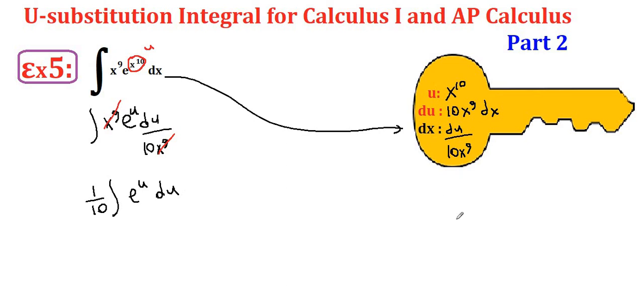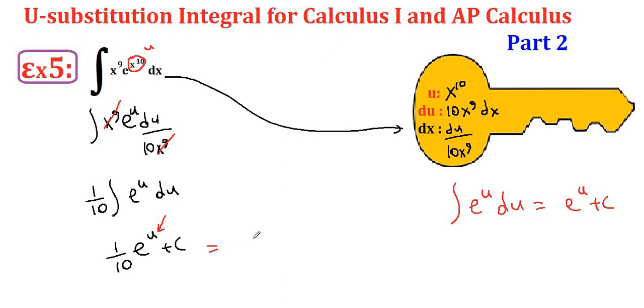The easy part is the integral of e to the u is e to the u. So here we have 1 over 10 e to the u plus c. And if you bring u back, you obtain 1 over 10 e to the x to the 10 plus c.